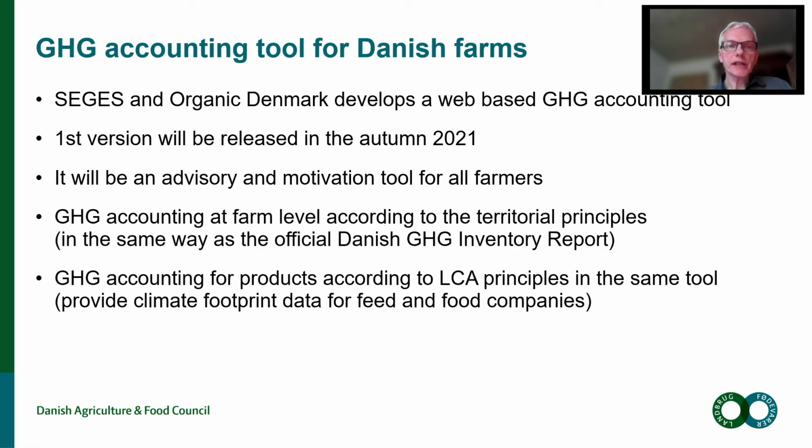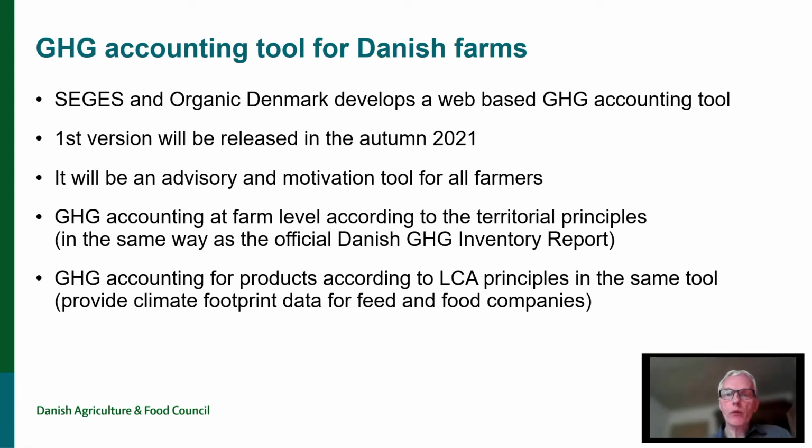SEGES and the organization called Organic Denmark develop a web-based greenhouse gas accounting tool for Danish farmers, and the first version will be released later this year. With the tool, greenhouse gas emissions will be calculated both at farm level and at product level. We use the calculation methods and the emission factors, which are also used for the national greenhouse gas inventory. And one of the purposes with the tool is also to provide data for the feed and food companies.